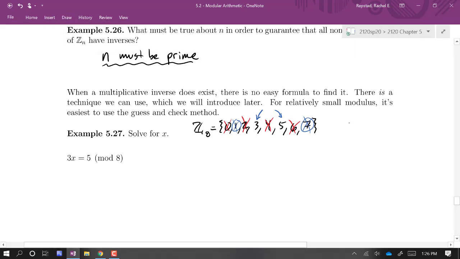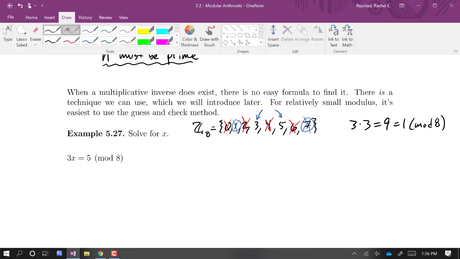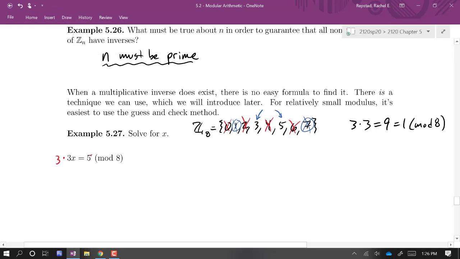And you can just check, right? 3 times 3 is 9. That is 1 mod 8. That's one more than a multiple of 8. So that works. So we're going to multiply by 3 on both sides. 3 times 3x is 9x, or just x, 1x. And we get 15 mod 8. And if we reduce 15 mod 8, that is 7.